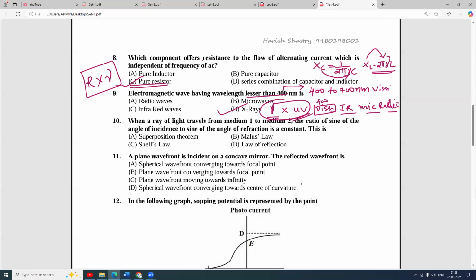When a ray of light travels from medium 1 to medium 2, the ratio of sine of the angle of incidence to the sine of angle of refraction is a constant. This is Snell's law. We know it.